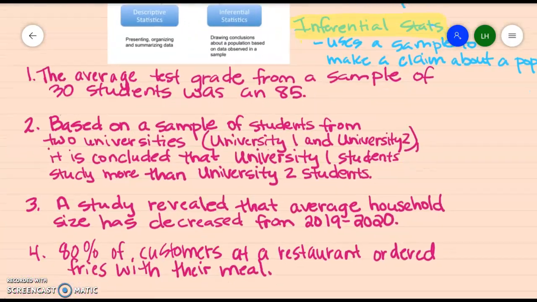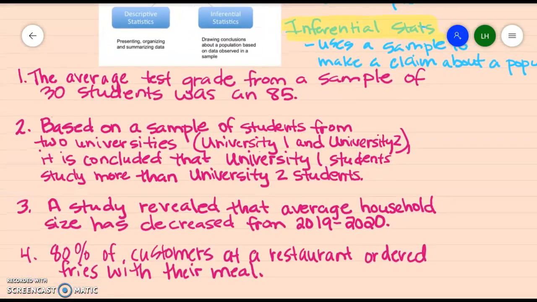All right, so here are 4 examples. The first one says the average test grade from a sample of 30 students was an 85. Well, here we're summarizing information in a sample, so this would be descriptive statistics.